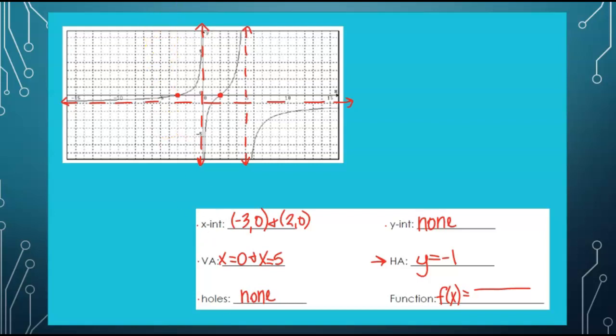All right, let me change my colors here. Raise your hand if you can tell me where the numerator comes from. Mackenzie? The x-intercept. So I have two x-intercepts, right? I have one where x equals -3 and one where x equals 2. What's the linear factor when x equals -3? X plus 3. What's the linear factor for when x equals 2? X minus 2. So that goes in my numerator.